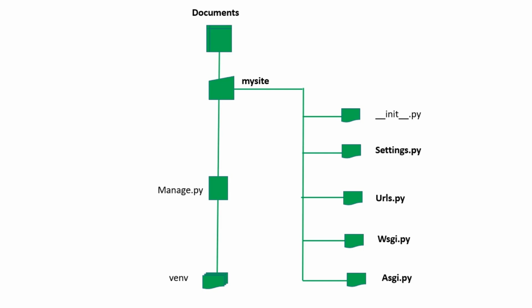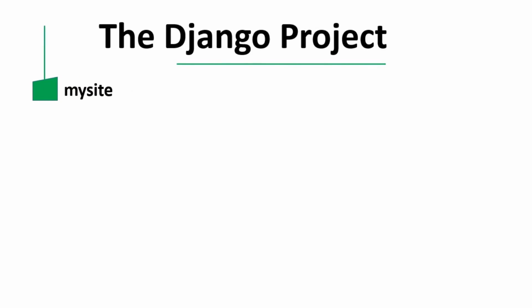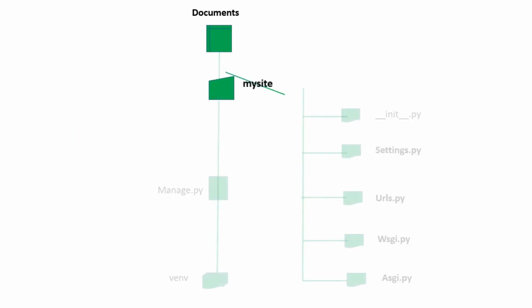And I'm going to be using this model to illustrate and guide you through how exactly the Django project works and what it is made up of. All these files, the modules themselves here, I will illustrate and explain to you step by step in this tutorial. Now, let's start with the My Site module. The My Site is actually the Django project itself.